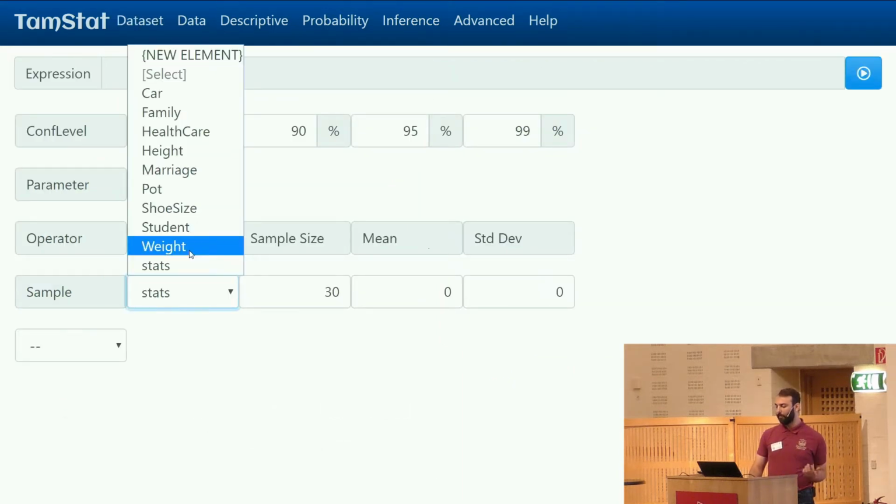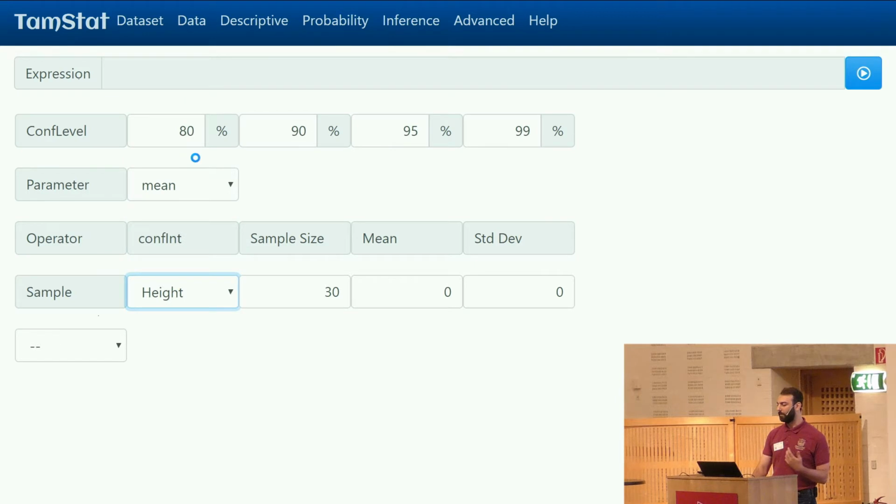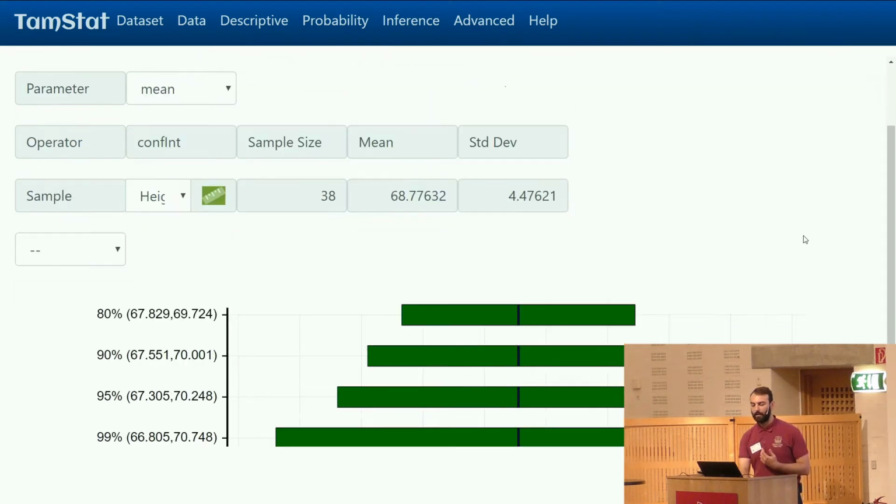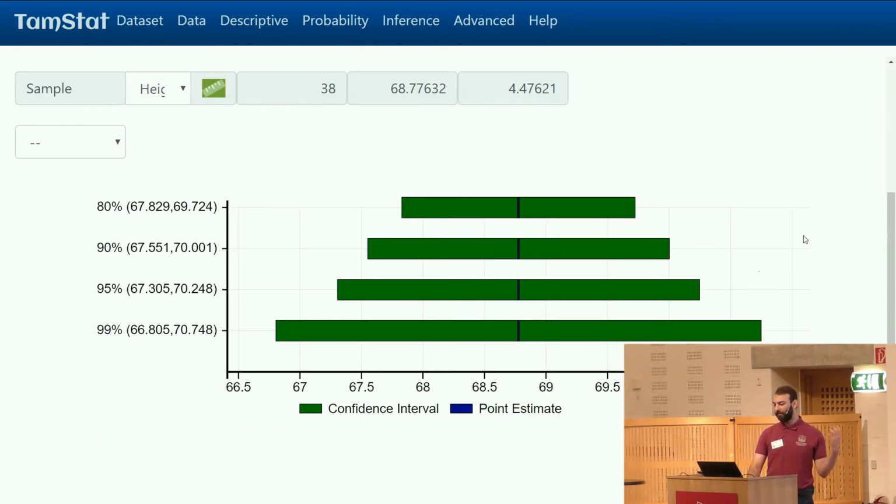Most of the default inputs here are fine for our purposes, and we're just going to look at some confidence intervals for the height. And again, we get nice graphics. And this one, I think, helps to show things like, as our confidence level increases, the range of our confidence intervals gets wider as well. So basically we're saying, I have a 99% confidence that the true population height, based on 38 students from Stephen's class, is somewhere in this range between just below 67 inches and just below 71.